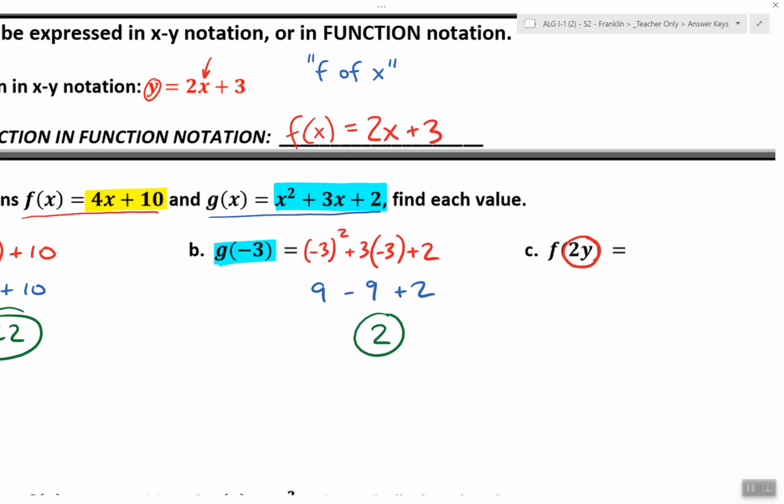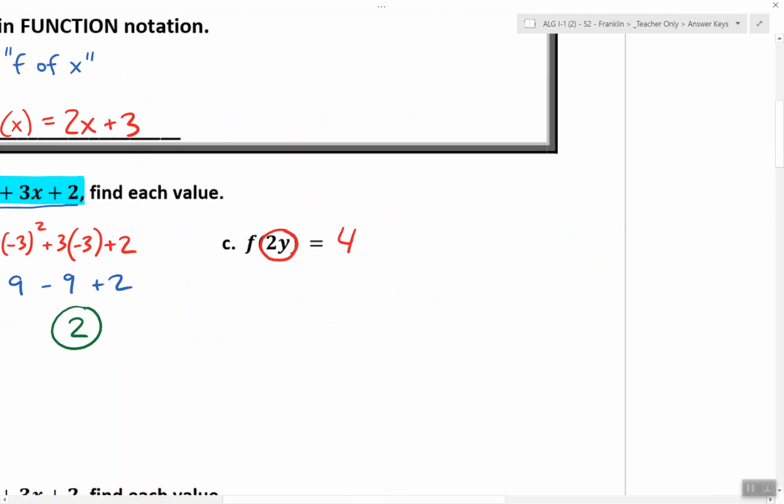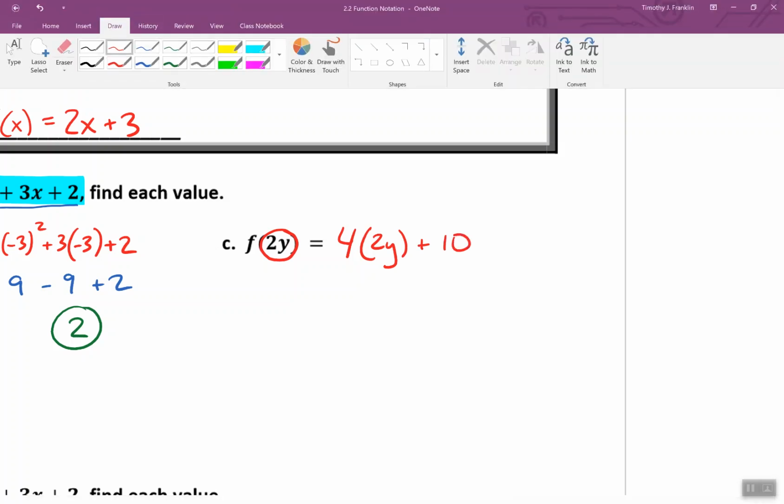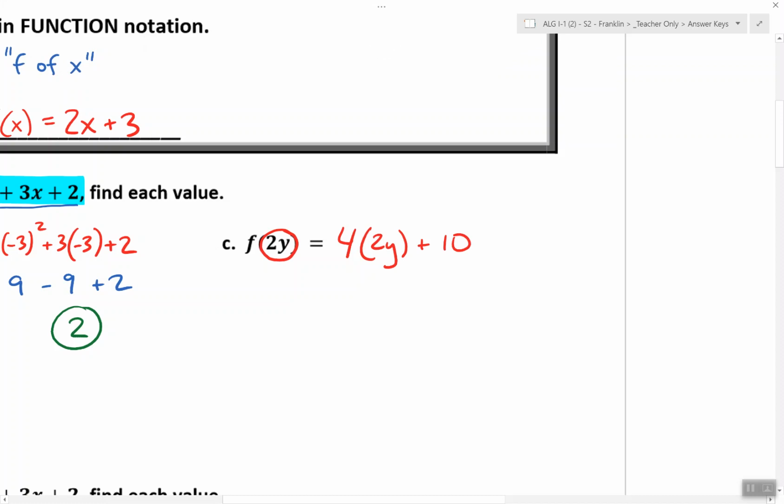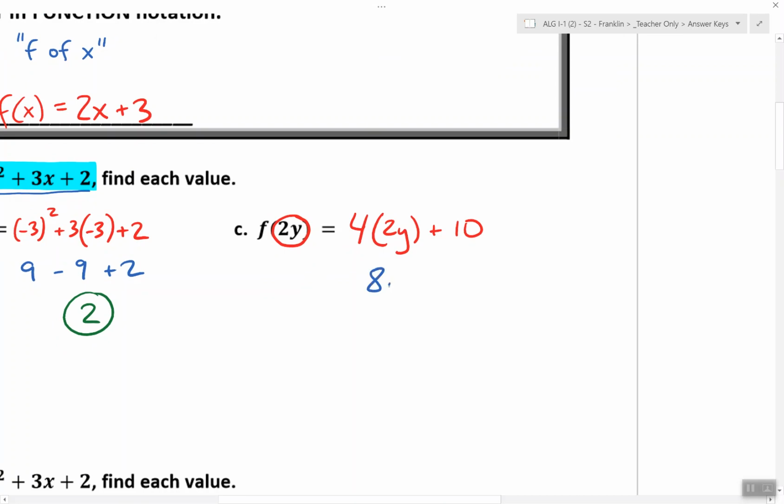So we have 4x plus 10. We're going to replace x with 2y. So we have 4 times 2y plus 10. All right, now we just evaluate. 4 times 2y is 8y plus 10. And now this is where very commonly students will attempt to solve this equation.